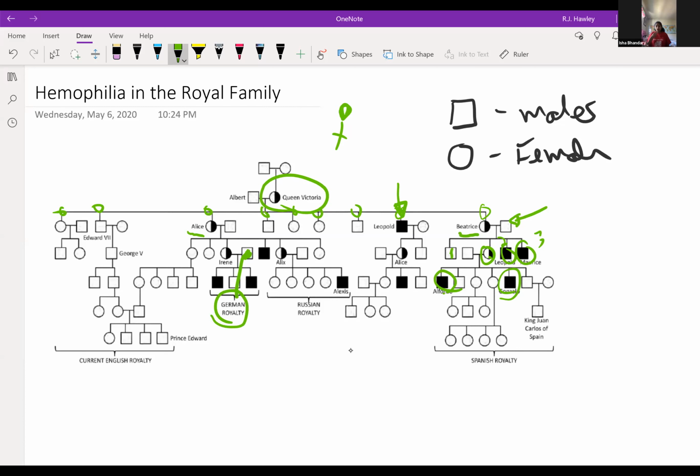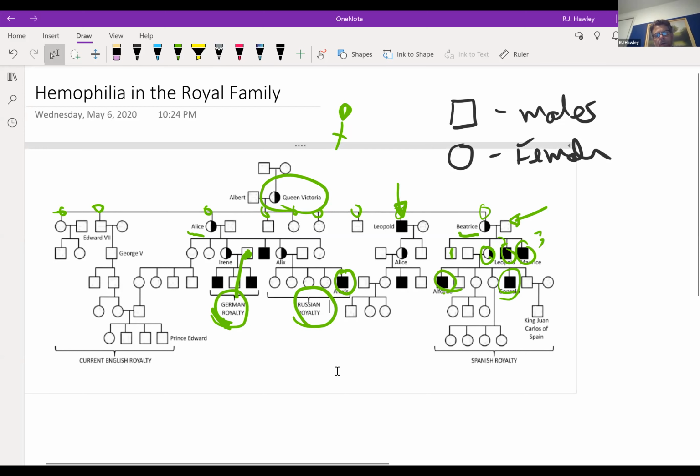So then this disease spread into the German royal family, and the Russians actually had their own sort of epidemic of hemophilia that came because this child married into Russian royalty, and then spread the disease through the Russians. So there are other charts for that.